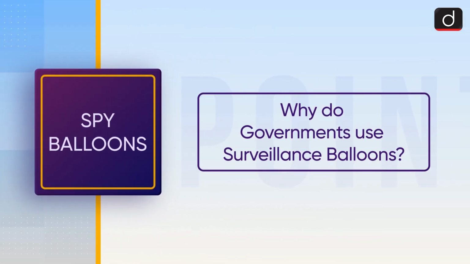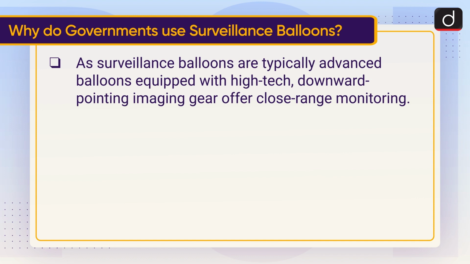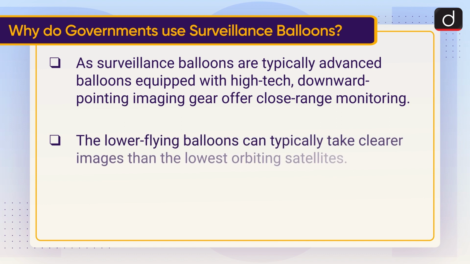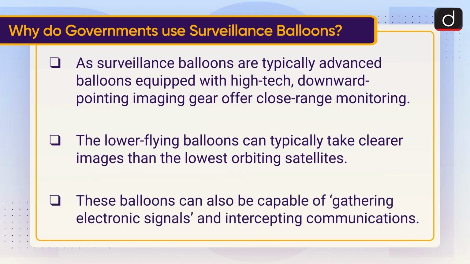Now let's understand why governments use surveillance balloons. Surveillance balloons are typically advanced balloons equipped with high-tech, downward-pointing imaging gear, and offer close-range monitoring. The lower flying balloons can typically take clearer images than the lowest orbiting satellites. These balloons can also be capable of gathering electronic signals and intercepting communications.